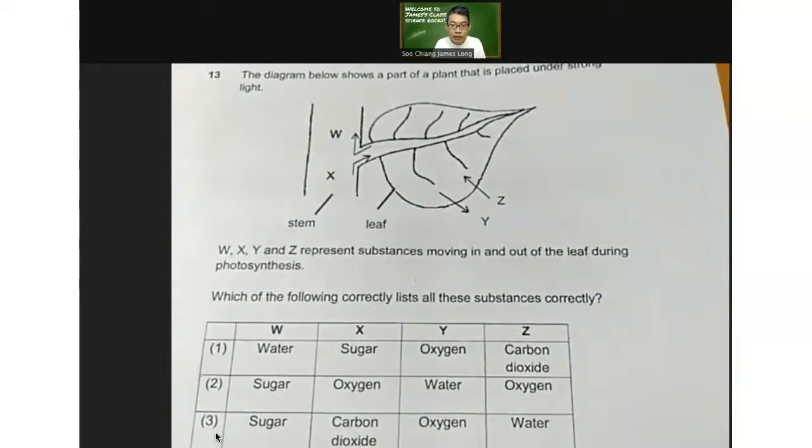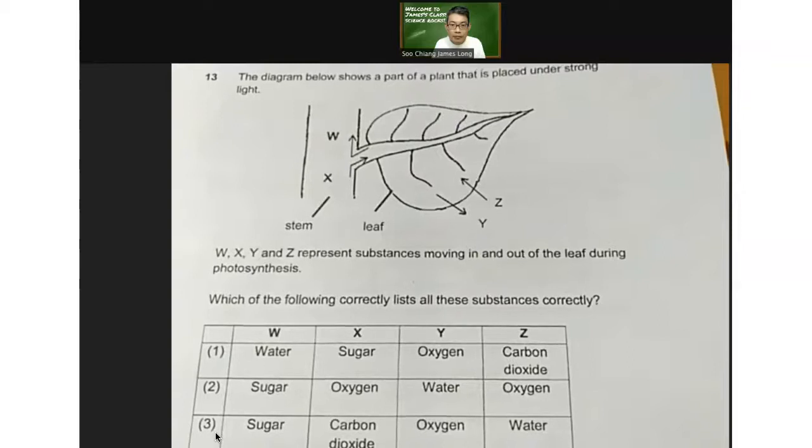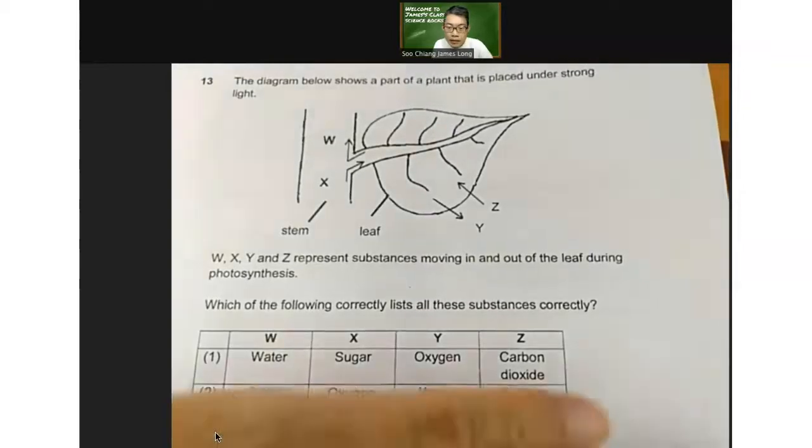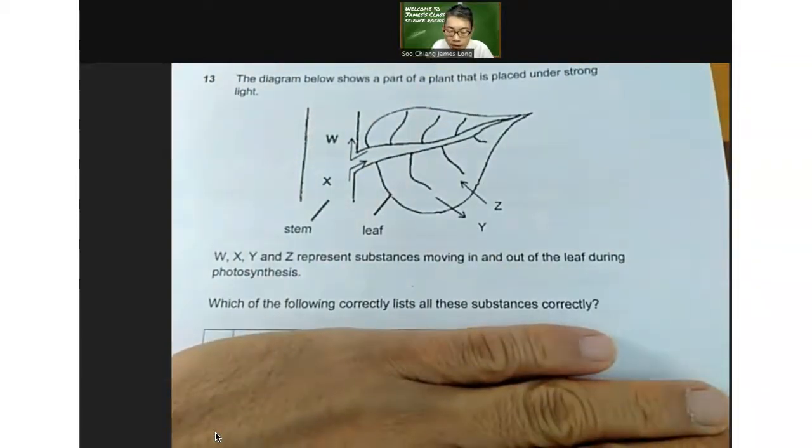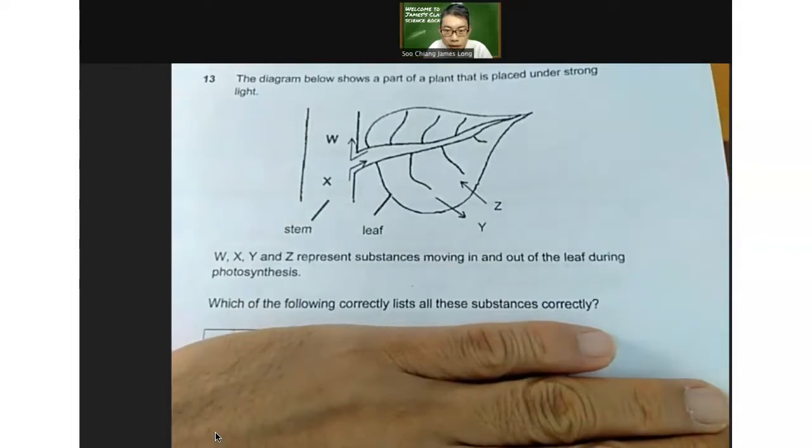Pause and try this, alright? You don't need this, you just need to try it out first. What is W, X, Y, and Z?